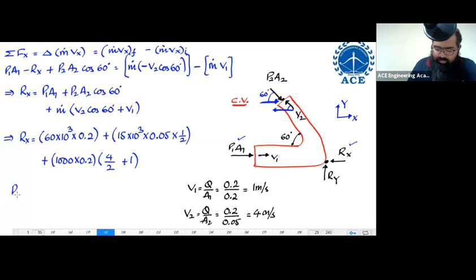If you calculate the value of Rx, it comes out to be equal to, you can check this value. You do the calculation, please. Someone give me the answer, okay? I'm in no mood of calculating now.